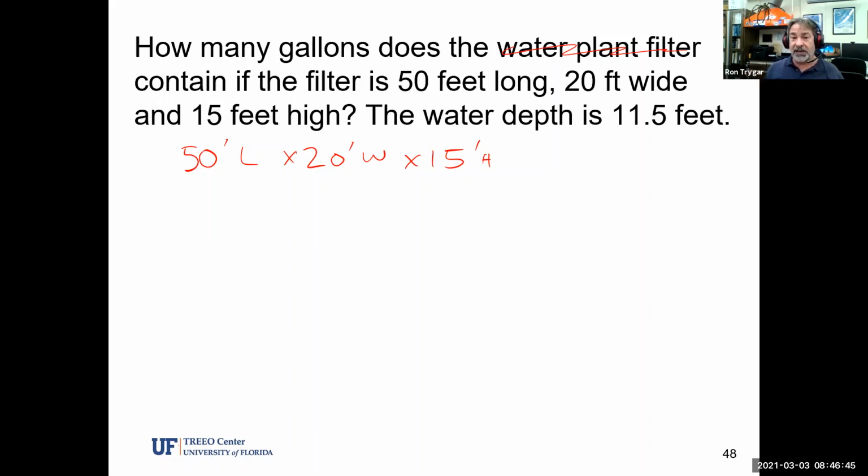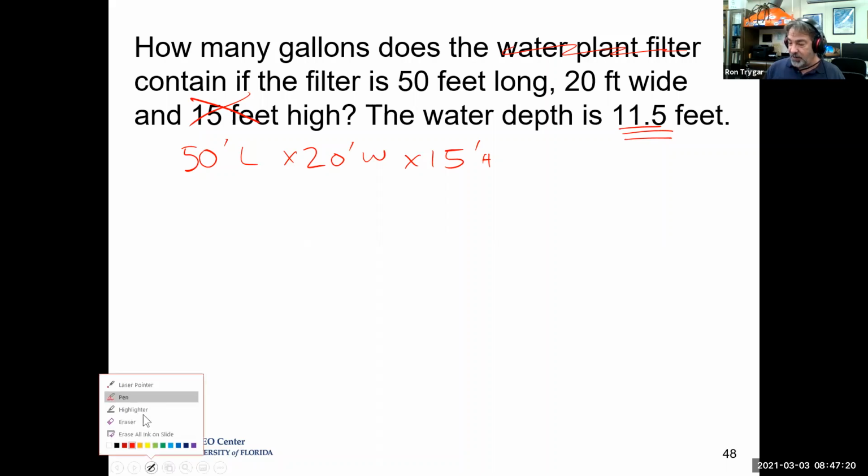What are we trying to figure out? We're trying to figure out how much water in gallons is inside the tank, not the total volume of the water and the empty space in the tank. We really need to know the water gallons, and the water height is important in this case. The water height is 11.5 feet. So that number is actually what we need to use for this, not the total 15-foot height. We don't really care about the empty space above the water. We want to know what the water height is.